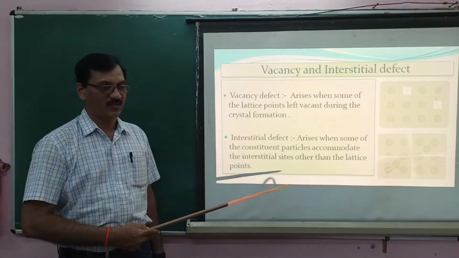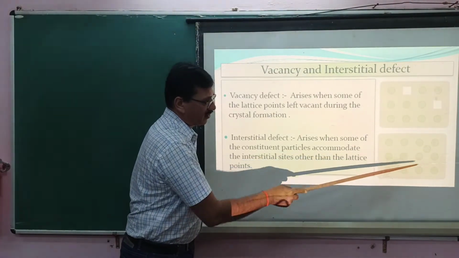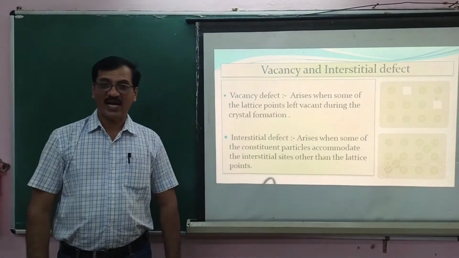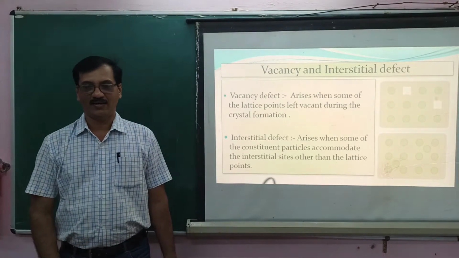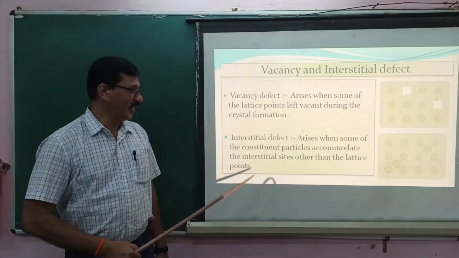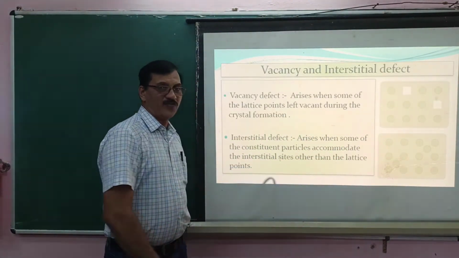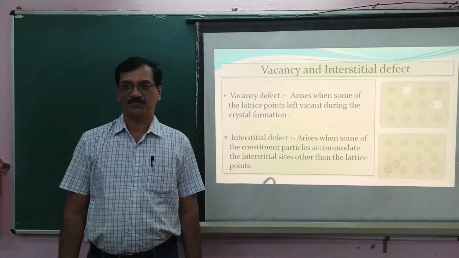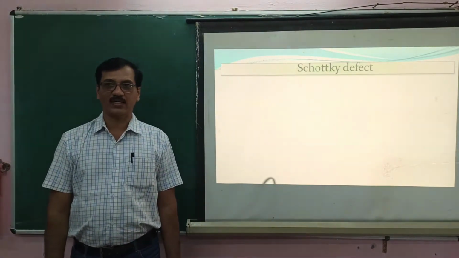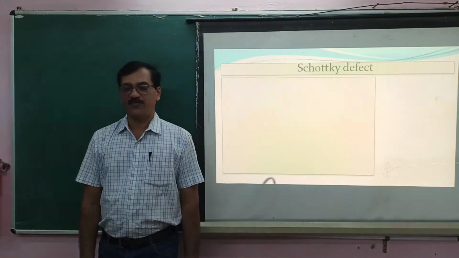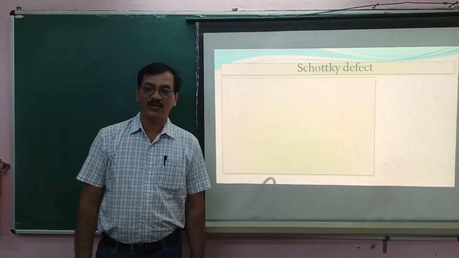Interstitial defect arises when an atom which is not supposed to be there is present in the free space. That means some extra atoms are present in the voids which are there in the crystal structure. This leads to interstitial defect, and due to interstitial defect, the density of the solid will be more than the expected one. So these are the ones found in metallic solids. Schottky defect and Frenkel defect are the stoichiometric defects found in ionic solids.